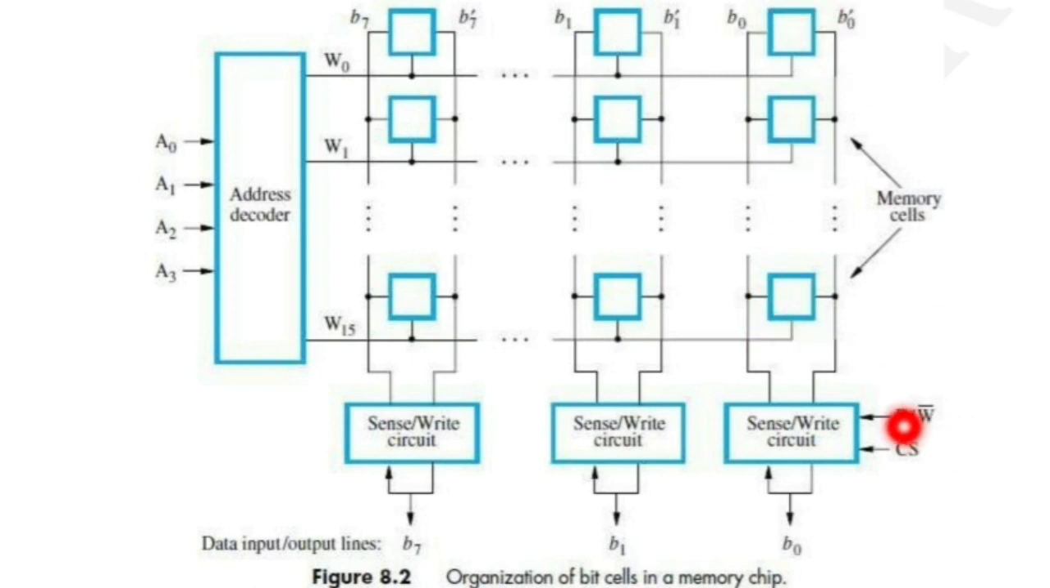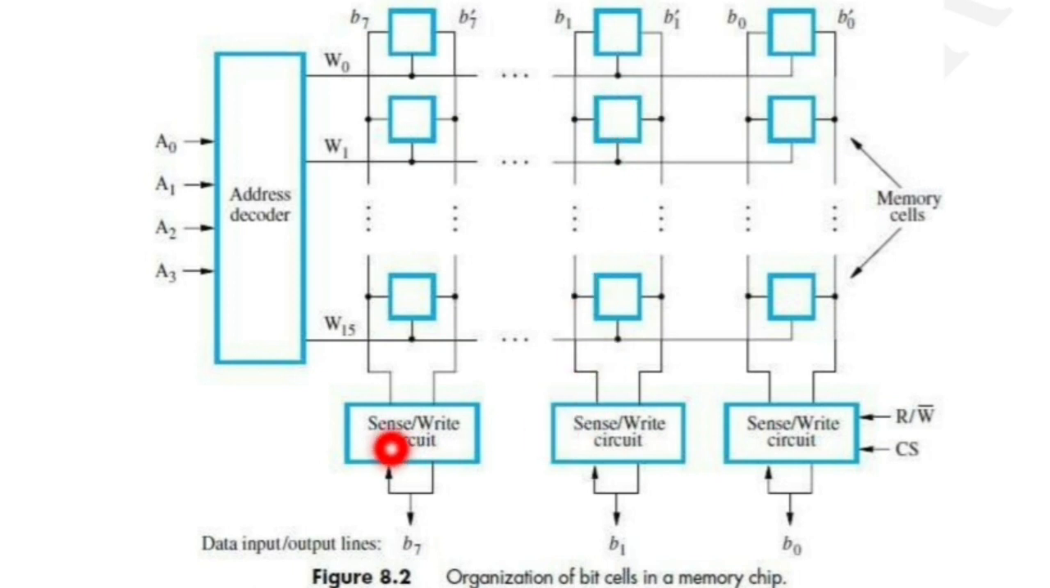Suppose I input R, read. Read means sense, and W means write. If I input R, the reading operation will happen on these cells. Which cell I have to read from will be selected by the row here. That row will be selected and this column will be selected, and in that particular row and column, either read or write will happen.